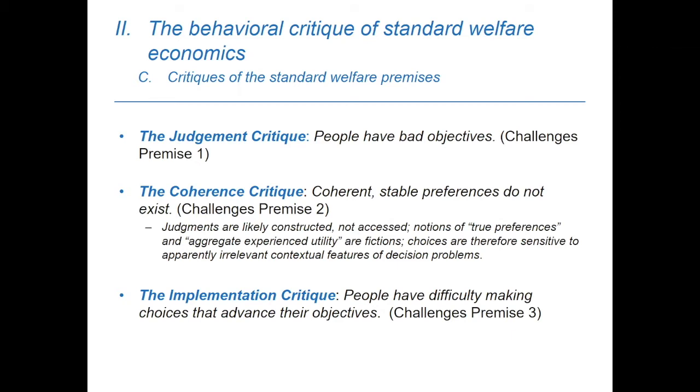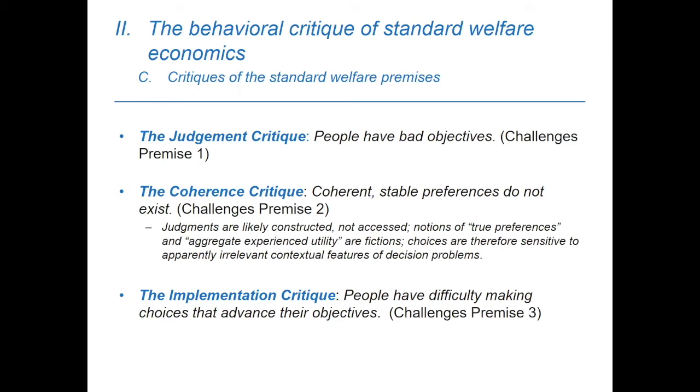Second, we have challenges to premise number two. I call this the coherence critique. The assertion is that coherent, stable preferences do not exist. And we can give a variety of arguments in favor of this critique. The judgments are likely constructed, not accessed. The notions of true preferences and aggregate experienced utility are fictions, and that choices are therefore sensitive to apparently irrelevant contextual features of decision problems, like the salience of certain options or aspects of experience.